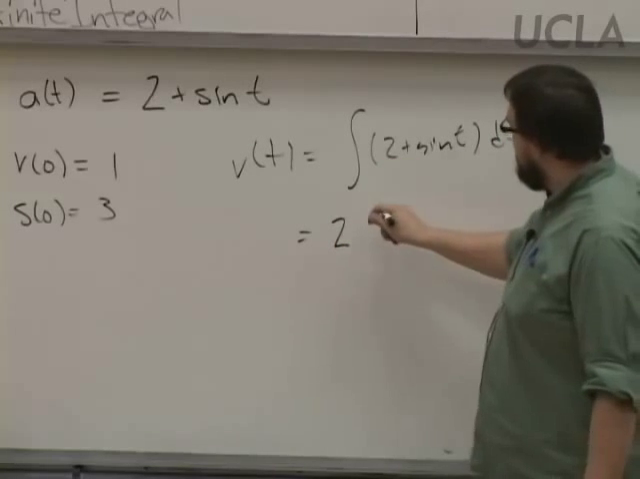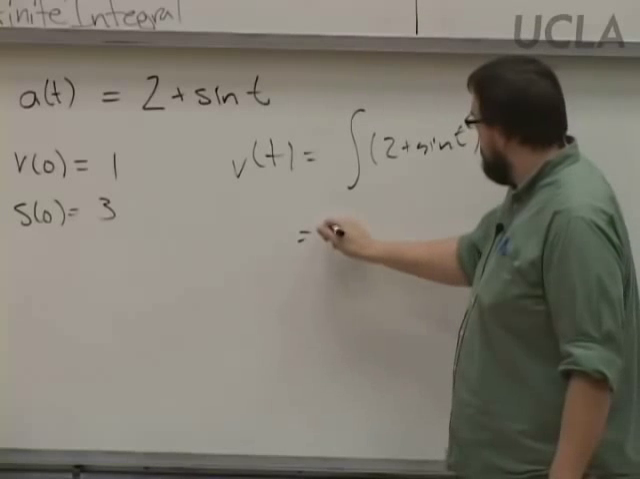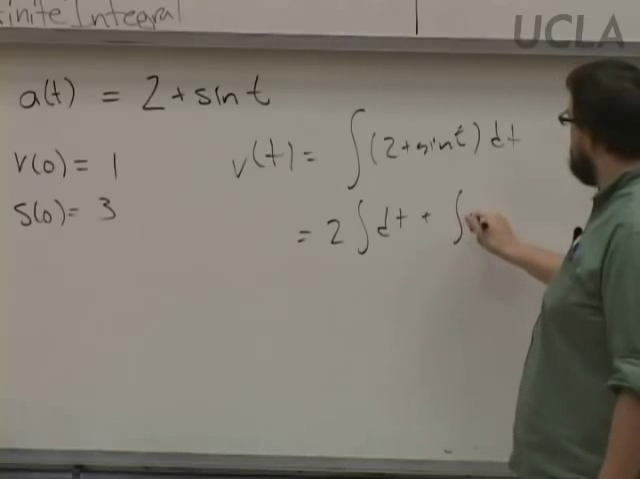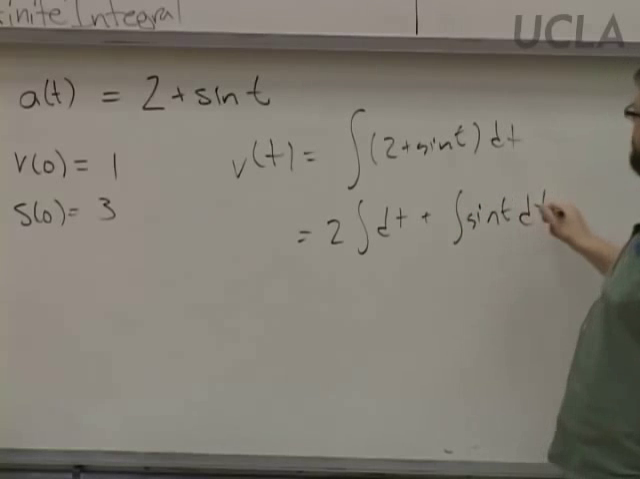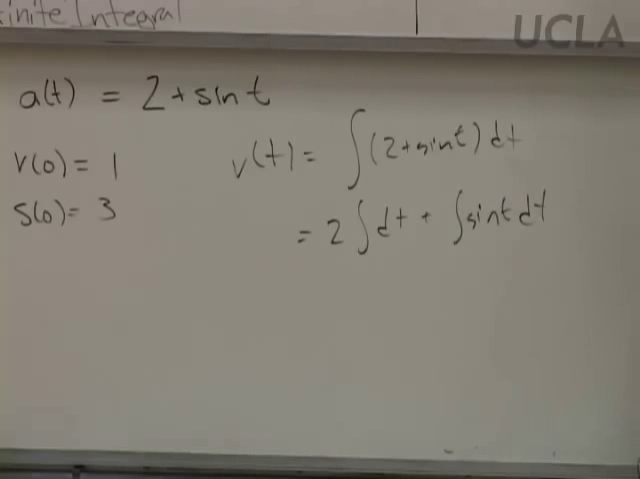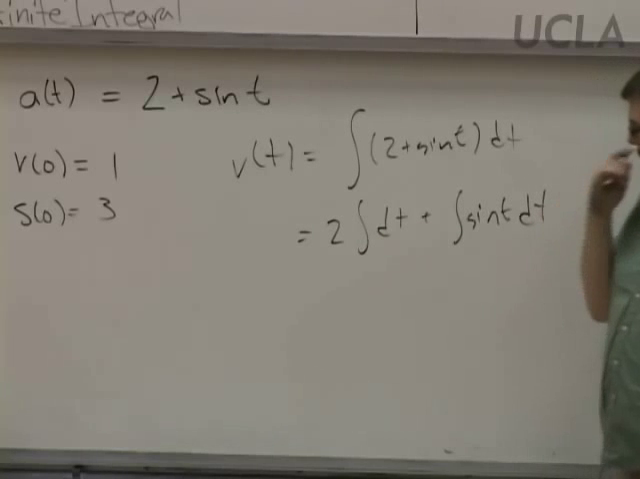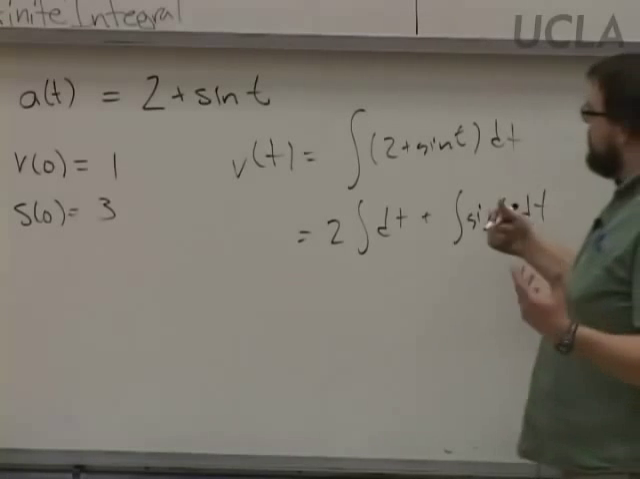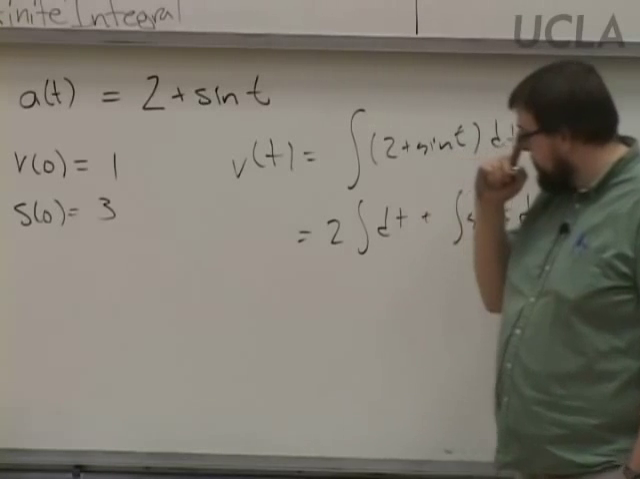Okay, again, I can break this up. So this is 2 times the integral of dt plus the integral of sine t dt. And this is my rule of saying if I have two functions added together, I can just break it up over addition, and the 2 is a constant. It comes out in front. Now, eventually, after you practice this for a while, you're going to skip a lot of these intermediate steps, which is good. You should get to that point. But at the beginning, it's good to go through it step by step.